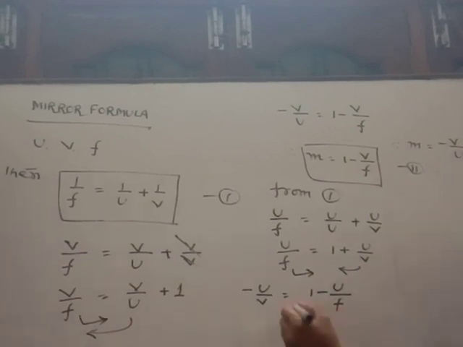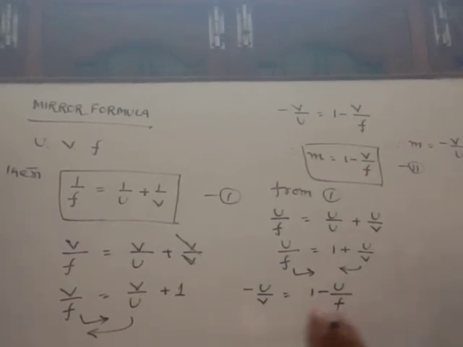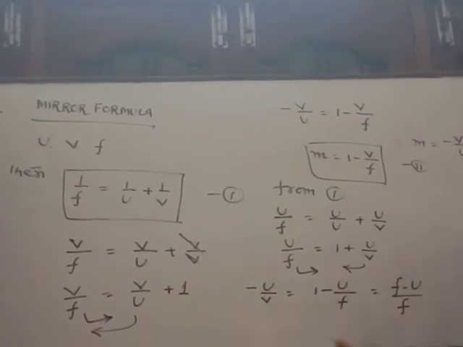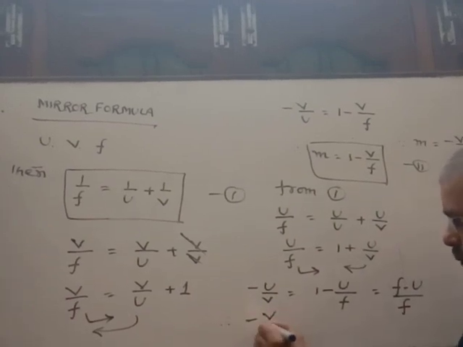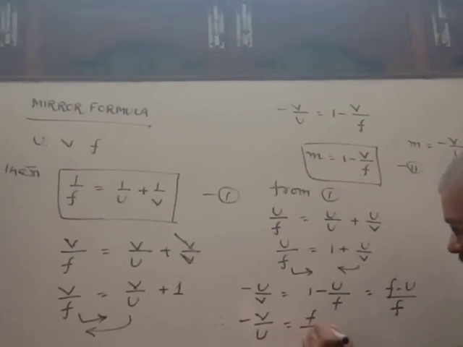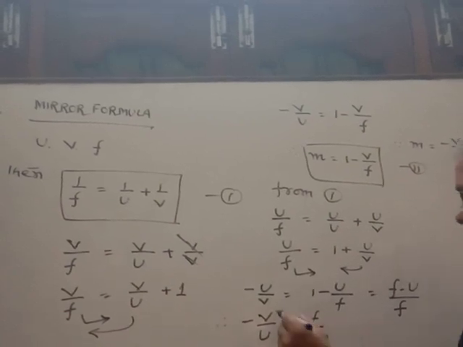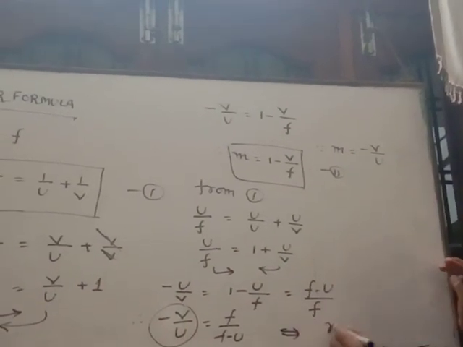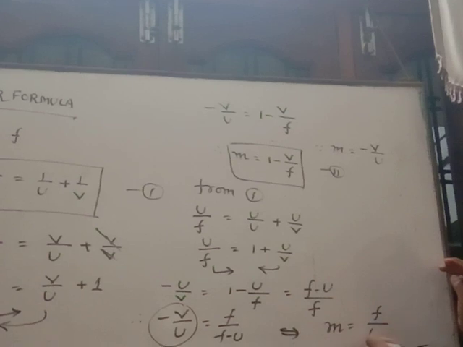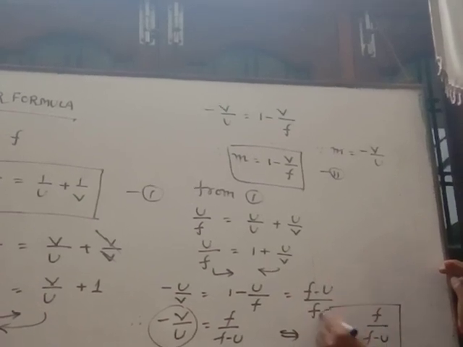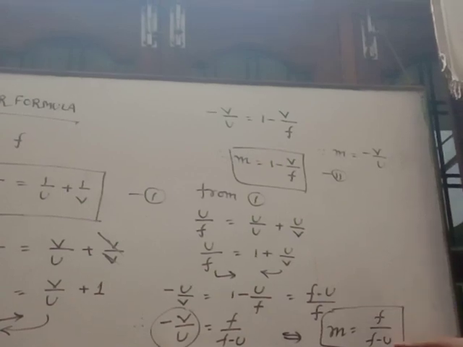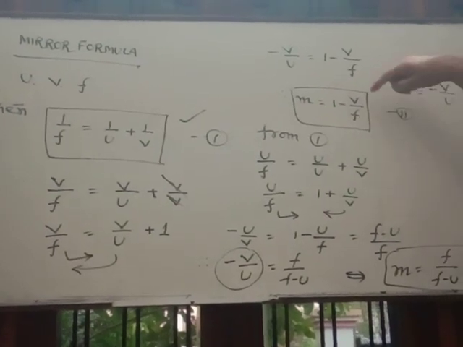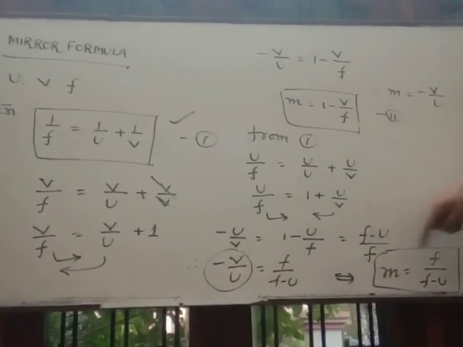Clear? So, as you know, this can be written as F minus U by F. Take its reciprocal. Therefore, minus V by U is equal to F upon F minus U. And minus V by U is magnification. Therefore, it becomes M is equal to F upon F minus U. So it is a relation between magnification, focal length and U. It is also a relation between M, V and F, and M, F and U.